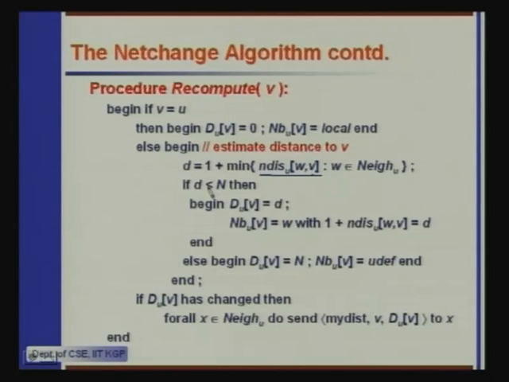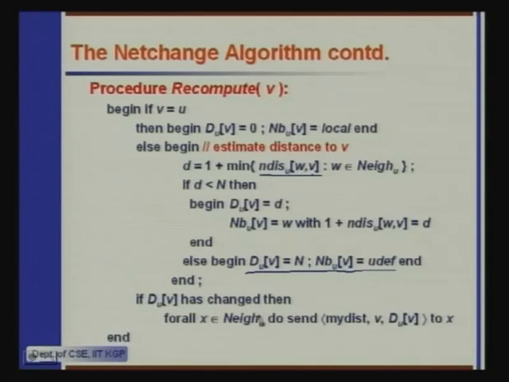Now if D is not less than N, we will see the cases where this happens. Then we will say duv equal to N and NBUV equal to UDEF. What does this mean? This means that V has become unreachable from U. This part will be executed when there is no way to reach V from U. Okay. At that time we will make this undefined.